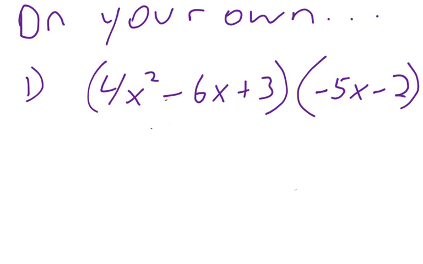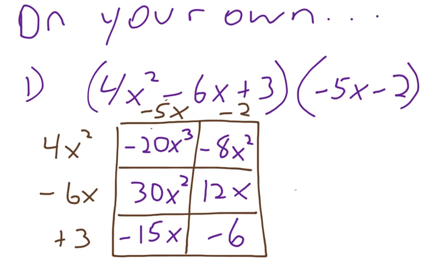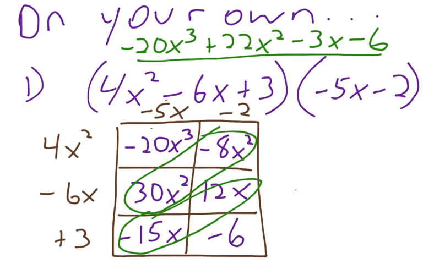And here for the solution. I set it up with the box method. Here is my next step on the box method. And my final answer is negative 20x to the third plus 22x squared minus 3x minus 6. Did you get that right? I hope so.